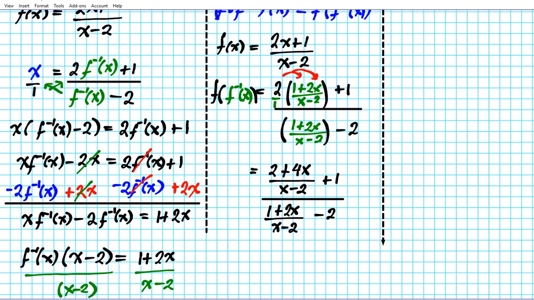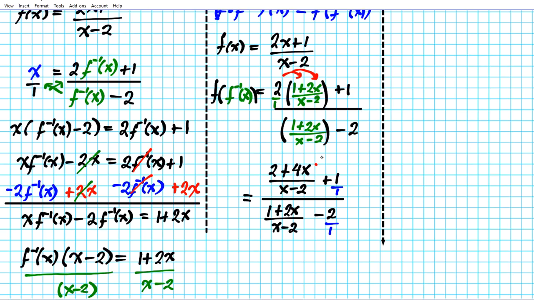Now how do we convert this complex fraction into a simple fraction? To accomplish this, all you have to do is find the LCD of all the denominators, multiply your numerator and denominator by that LCD, and that will accomplish the simplification of this complex fraction. So 2 has a denominator of 1, 1 has a denominator of 1. The LCD of x minus 2 and 1 is x minus 2.